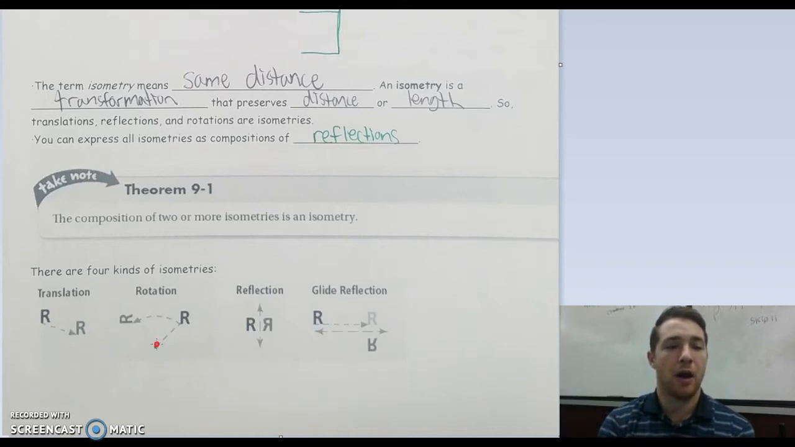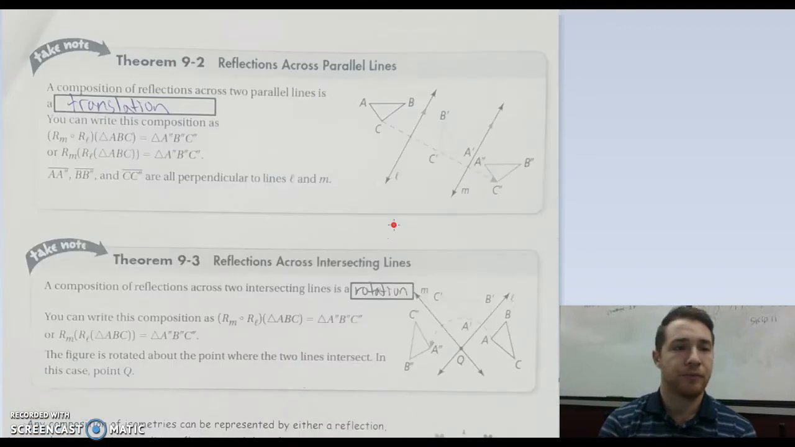So there are four kinds of isometries, and again, the first three we've already seen. Translation was 9.1, rotation was 9.3, reflection we saw in 9.2, and we're adding in a glide reflection, another possibility. Again, that's combining a translation and also a reflection. We're doing that a little bit in this section with our coordinate plane.